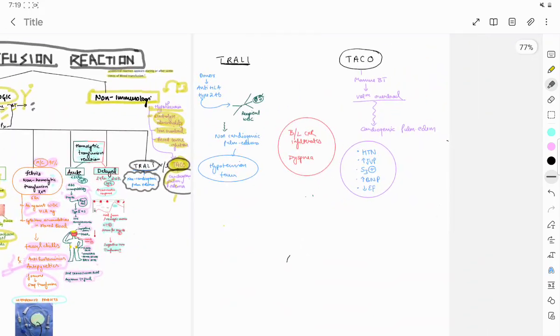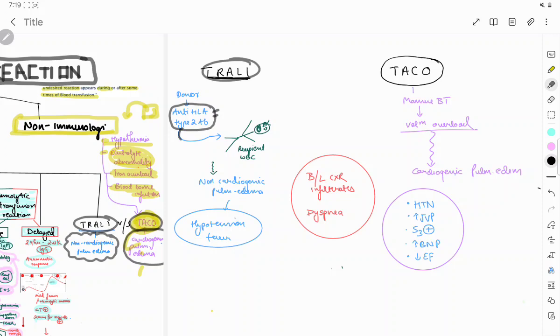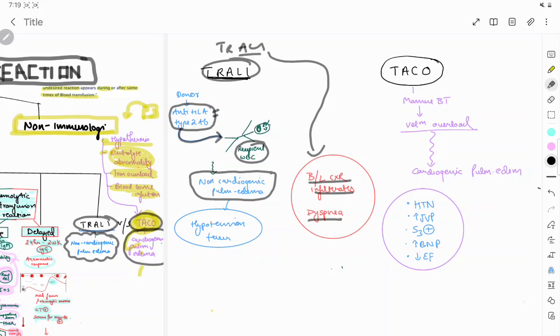Let's try to understand now the TRALI and TACO difference. So TRALI, the first thing is that TRALI is going to have antibodies because it is immunologic. So the donor is going to have anti-HLA or anti-HLA type 2 antibodies. These antibodies are going to bind to the recipient's WBCs. Okay, and this binding of these antibodies to recipient WBCs leads to a non-cardiogenic pulmonary edema. Note, we are going to have a transfusion related acute lung injury here, and this acute lung injury is going to present with 2 things, that is bilateral chest x-ray infiltrates, and the patient is going to have dyspnea.